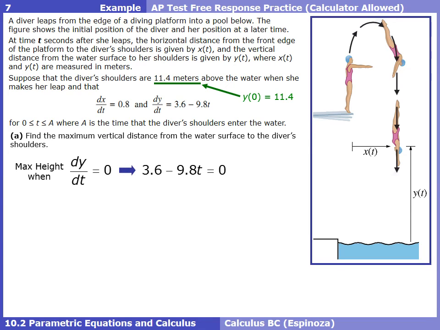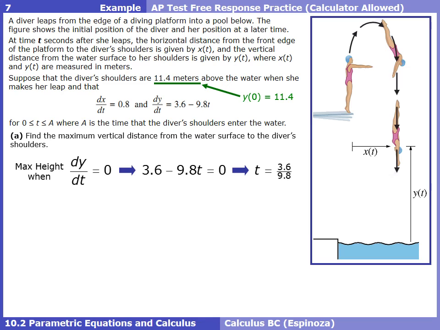So if we take that equation and set it equal to 0, I'm going to leave that as an exact answer. The reason I'm going to leave that as an exact answer is we never, ever want to round until the very last answer that we're looking for. So unfortunately, we're going to have to leave that time when she's at her max height as 3.6 over 9.8.